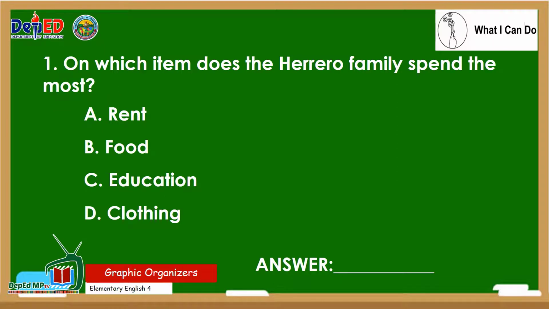After looking at the expenditure of the Herrero family, you can now answer the questions. Number 1. On which item does the Herrero family spend the most? A. Rent. B. Food. C. Education. Or D. Clothing. The answer is letter A. Rent.